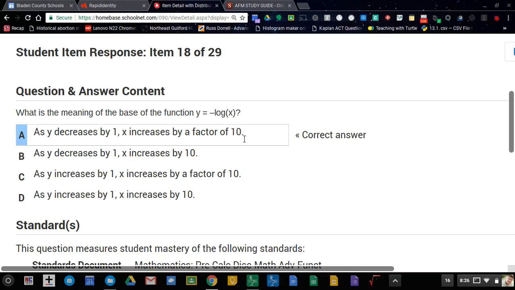How does that work? Why is that the correct answer? I mean, imagine that x were like 1,000. What's your y equal to? The 1,000 is 10 to what power? 3. And the y value does what?